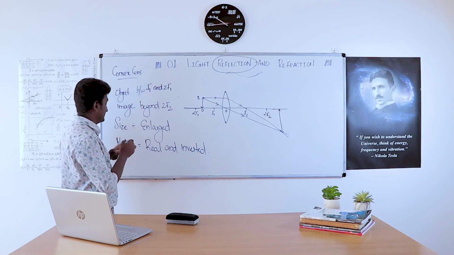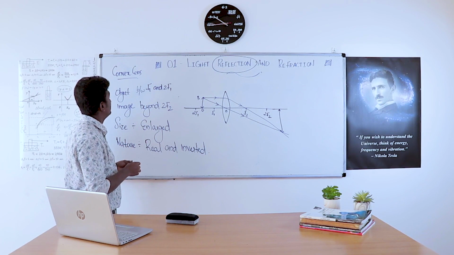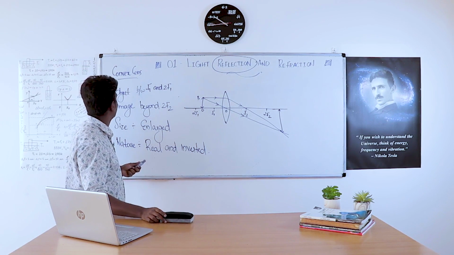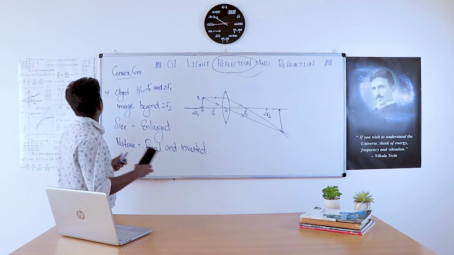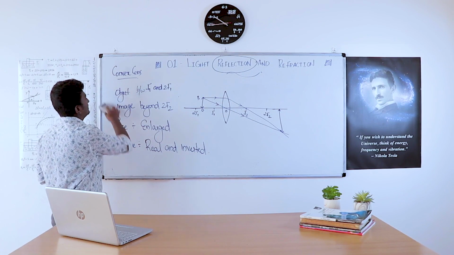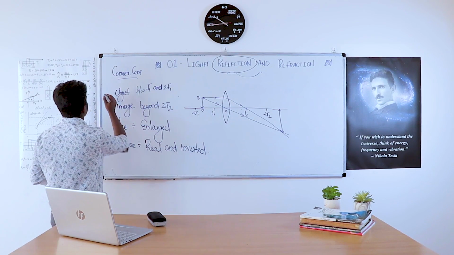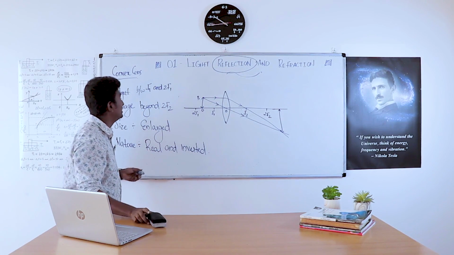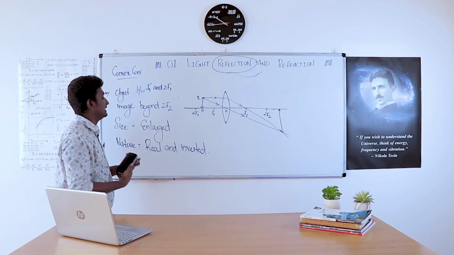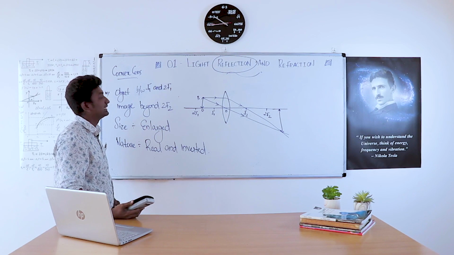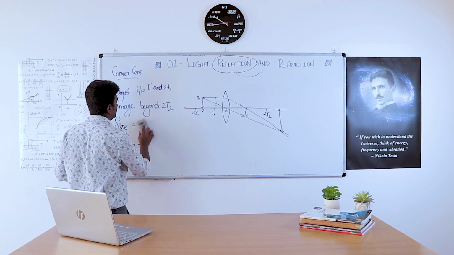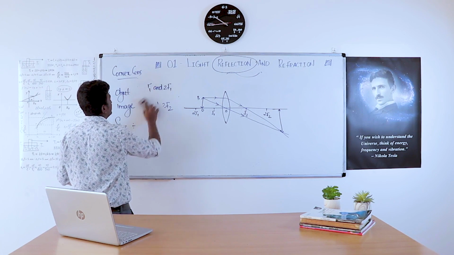Okay, so this is the third case. Sorry, I think this is the fourth case. Object between F1 and 2F1. Now we got the image beyond 2F2, that is, the size of the image is enlarged and the nature is real and inverted. Moving to the fifth case.